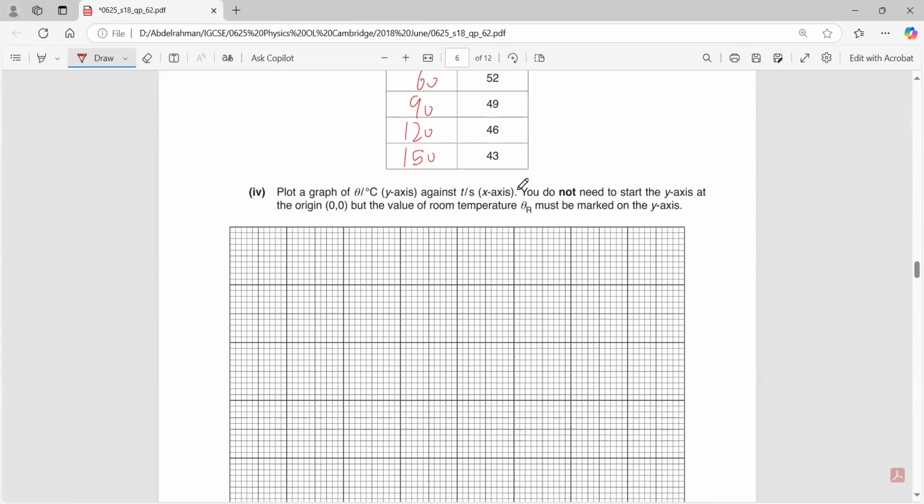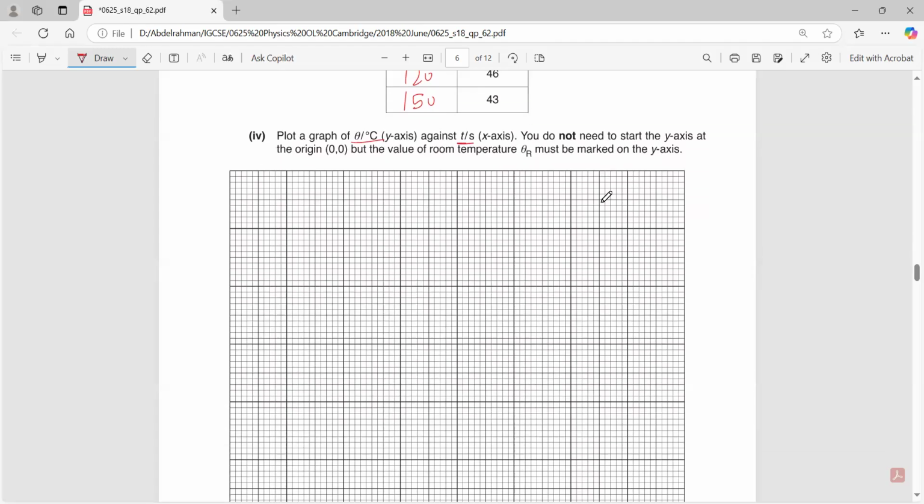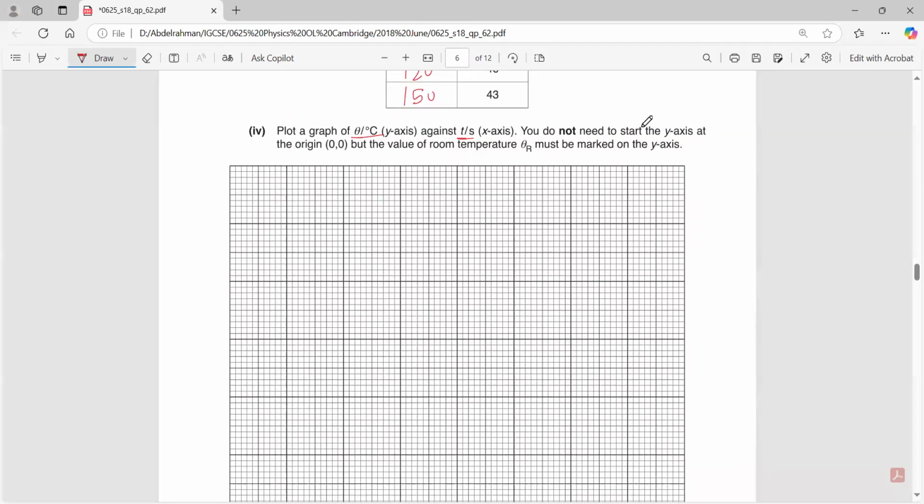You could copy the table headings from this statement. Plot a graph of theta slash degrees Celsius, so you can just write down degrees Celsius, and time slash seconds, so you can just write down the seconds. You do not need to start the y-axis at origin.